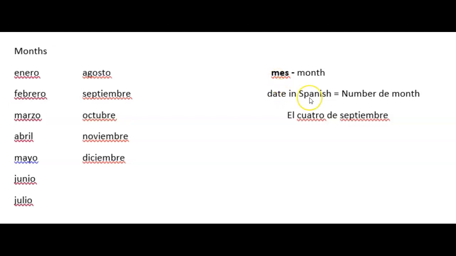And then when we say the date in Spanish, we're going to say the number first. So the day with the number. We're going to use the word de and then the month. So for example, today is September 4th. So we would say it's the 4th of September. El 4 de septiembre. If we remember back to the word for today, it's hoy. So we could say hoy es el 4 de septiembre.